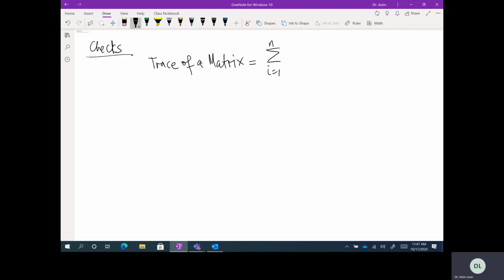N is the order of the matrix. It's a square matrix. This is equal to the sum of the elements on the main diagonal, i equal to 1 to n. These are the elements on the main diagonal.